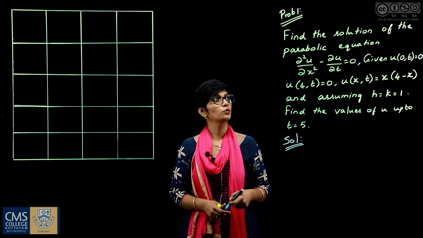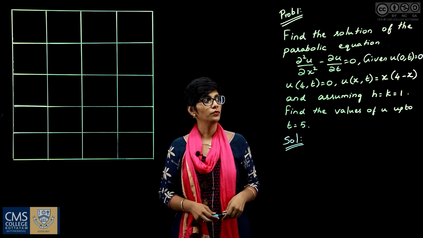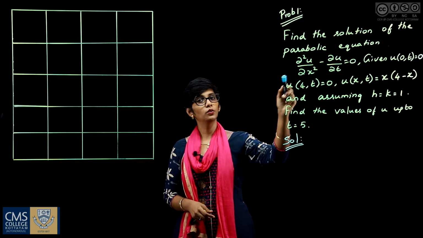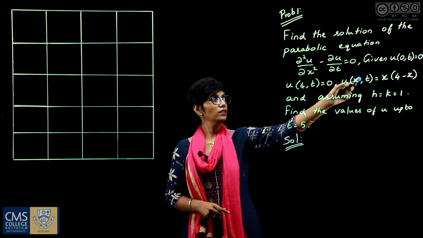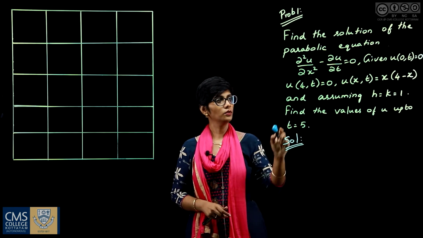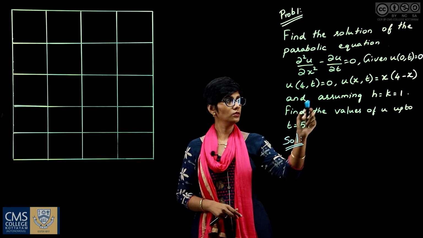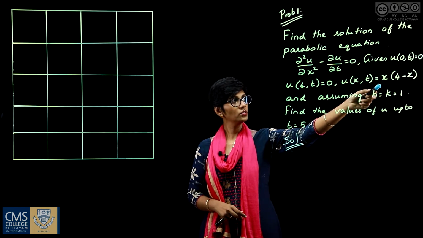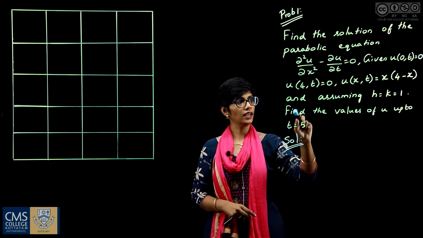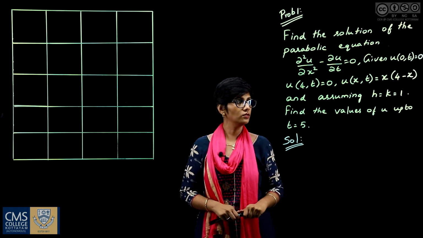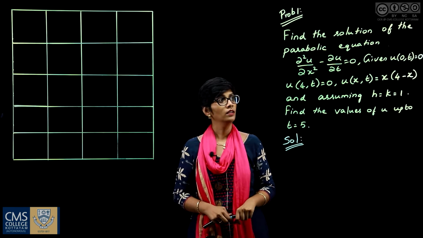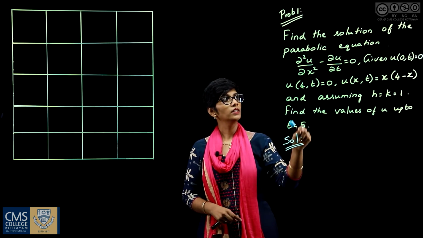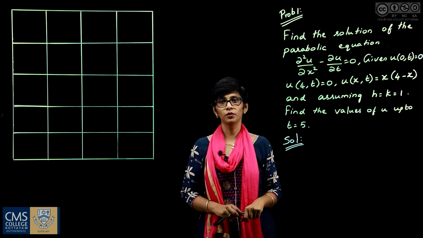Our problem is to find the solution of the parabolic equation ∂²u/∂x² − ∂u/∂t = 0, given u(0,t) = 0, u(4,t) = 0, and u(x,0) = x(4 − x), and assuming h = k = 1, find the values of u up to t = 5.